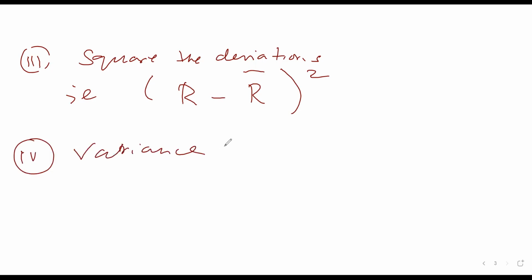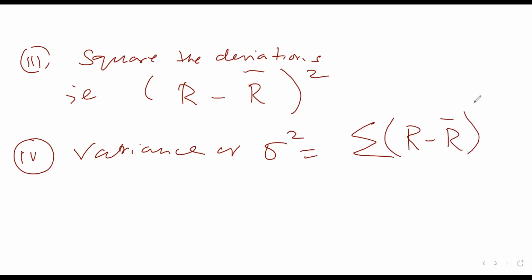Variance, which is measuring the risk, is given as sigma square, which is the summation of the square of the deviations you have taken, t changing from 1 to n. That means step 3 divided by n minus 1. Remember, for population, it is divided by n. For sample, it is n minus 1.